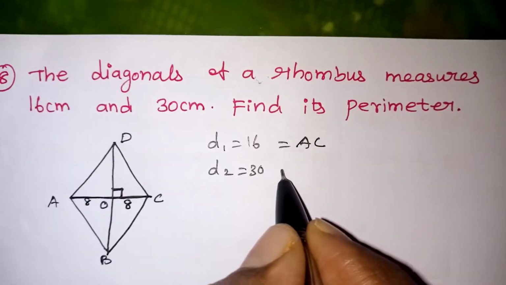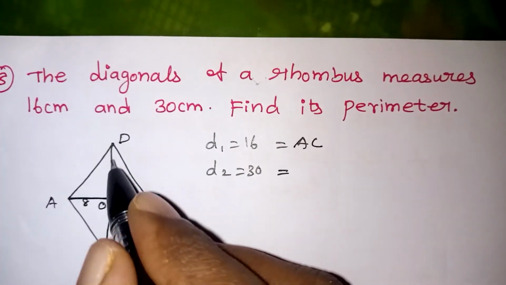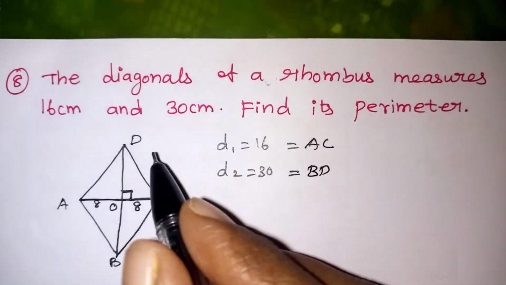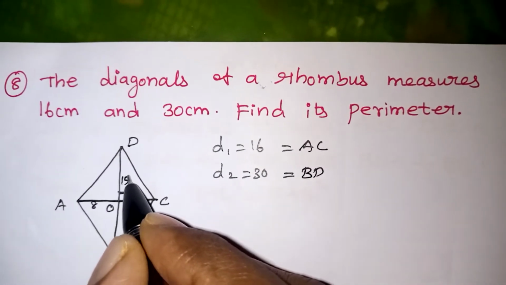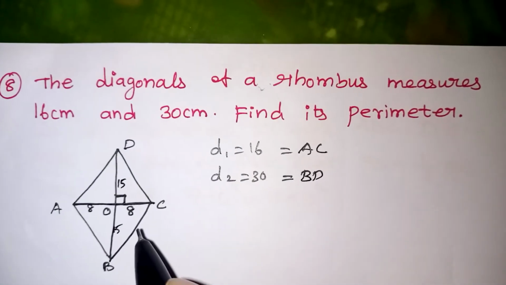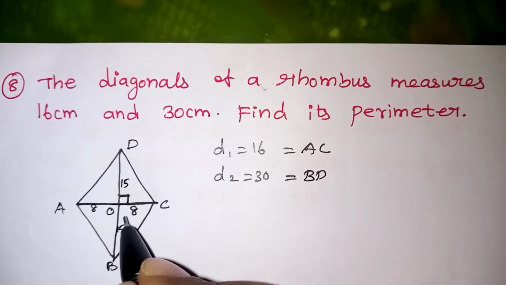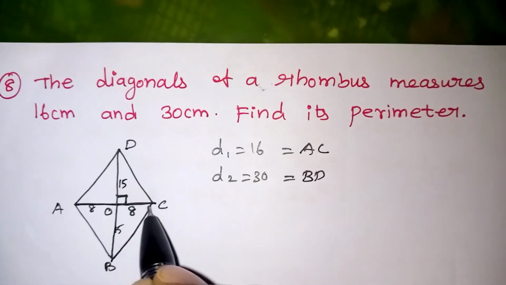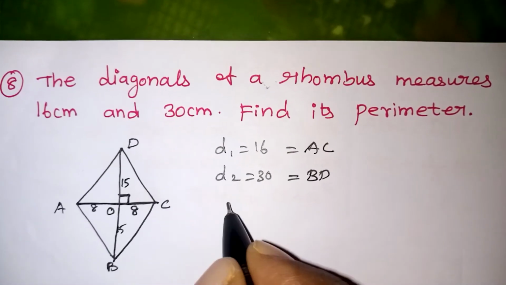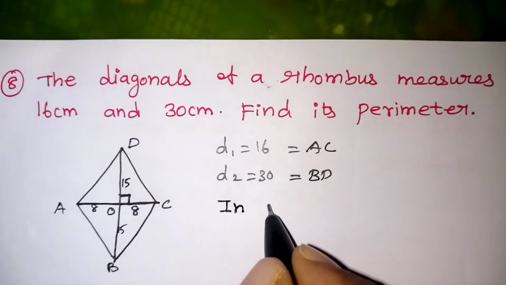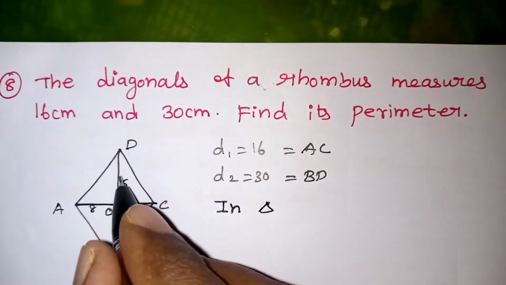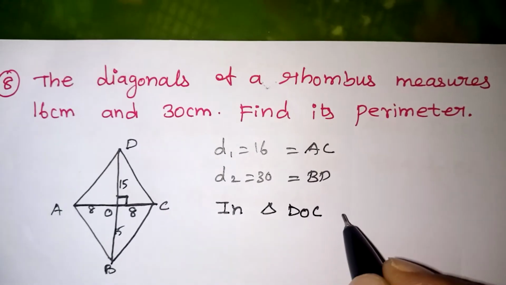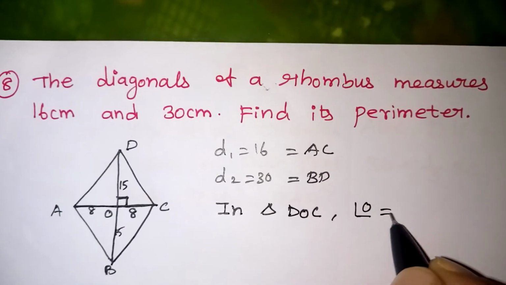Diagonal 2 is 30. 30 is nothing but BD. The diagonal length is BD. So the total is 30. What will be the half? Here it will be 15. Here also it will be 15. Now we have to consider any one of the triangle. So let us consider DOC is a right angle triangle because diagonal meet at 90 degree. So any one of the triangle we can consider. So I am going to consider this triangle. Now in this triangle, triangle DOC, we have angle O equal to 90 degree.